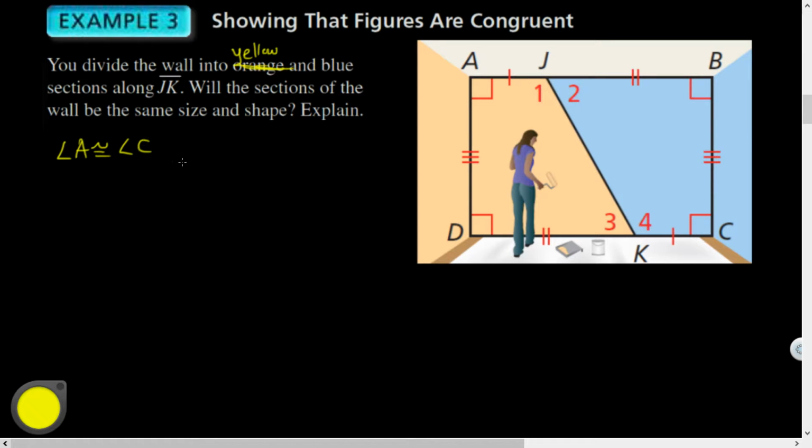Okay. So from the diagram, I know that angle A is congruent to angle C. Those are corresponding. I know that angle D is congruent to angle B. Can you guys make a claim regarding angle 2 and angle 3? How do you know?